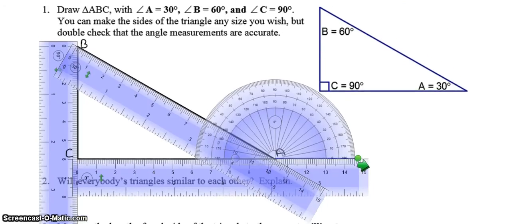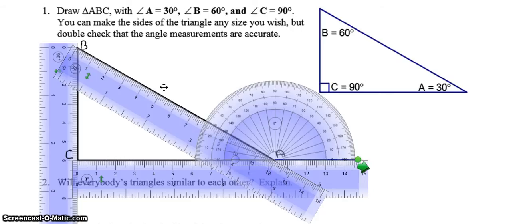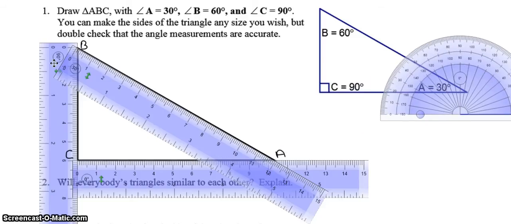The first thing you were asked to do was to draw a triangle that is not the same size as this one that had these three angles. So this is where the right angle is, right here. And you can see right there that this is a 30-degree angle, which makes that a 60-degree angle. So I'm going to get rid of that now.